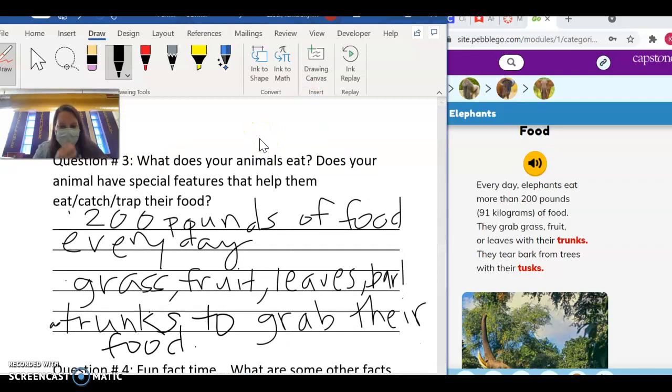You're going to your animal. Remember, we all have different animals that you are focusing on. And you are writing about what do they eat and do they have special features that help them eat, catch, or trap their food. Okay? Make sure that you spell your words correctly and that you write neatly because you're going to be using this information later to create your PowerPoint.